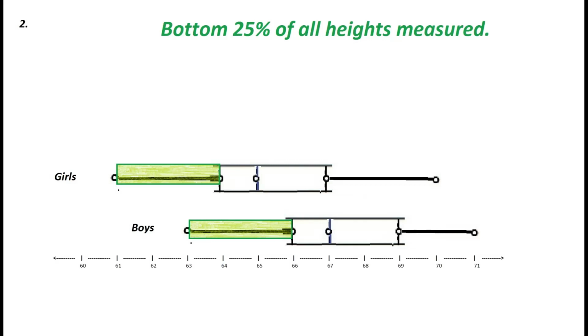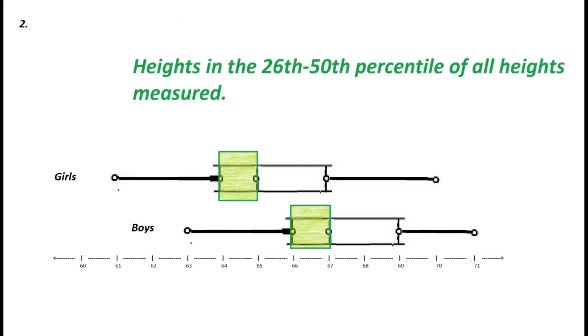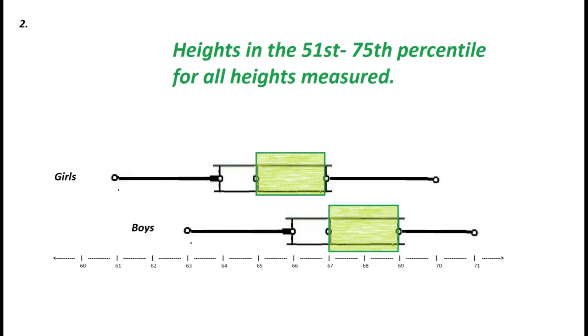All right. Here's the 26th to 50th percentile of all the heights. For the boys, that's between 66 and 67 inches tall. For the girls, it's between 64 and 65 inches tall. Here's the heights for the 51st through the 75th percentile for all the heights measured. For the boys, it's 67 to 69 inches. For the girls, it's 65 to 67 inches.